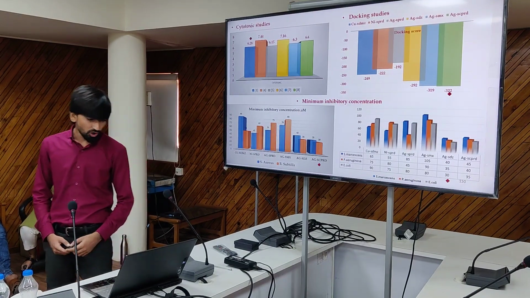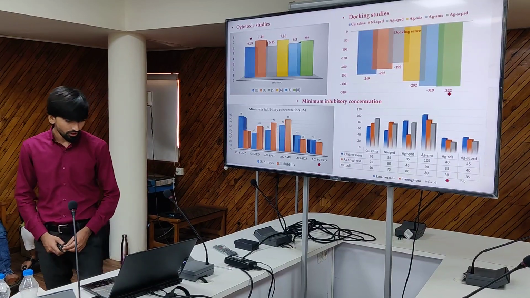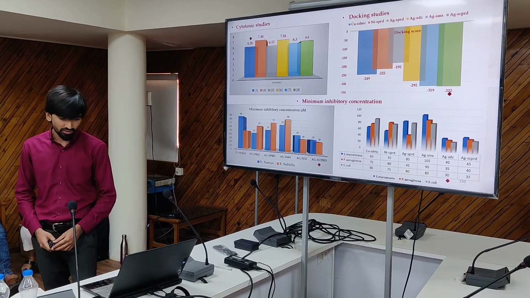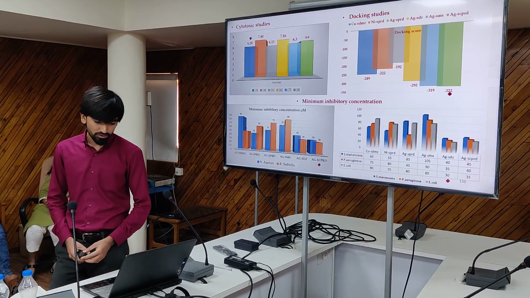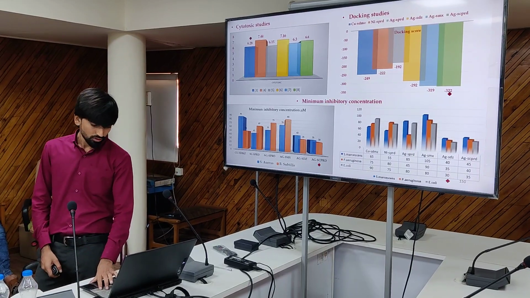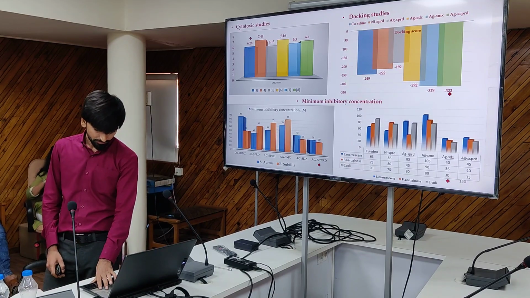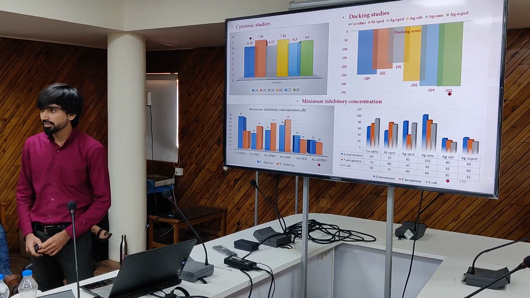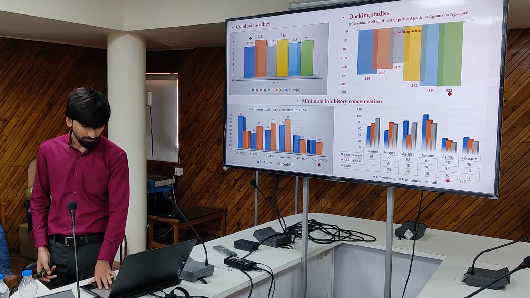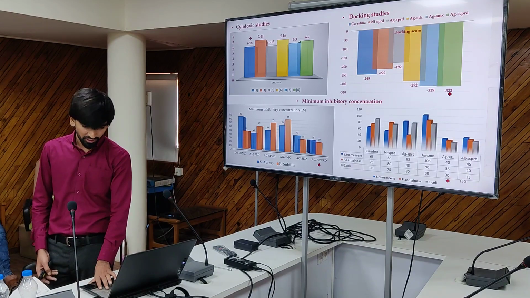Cytotoxicity: in terms of toxicity, the copper complex has the lowest toxicity compared to all the recorded data. From the minimum inhibitory concentration, in the case of the positive bacteria, the silver complex of sulfachlorpyridazine requires the lowest concentration to stop or kill the growth of the bacteria. In the case of the negative bacteria, the silver complex of sulfadiazine requires the least amount to kill the bacteria. From the docking studies, sulfachlorpyridazine has the more negative score, so it has more binding affinity.